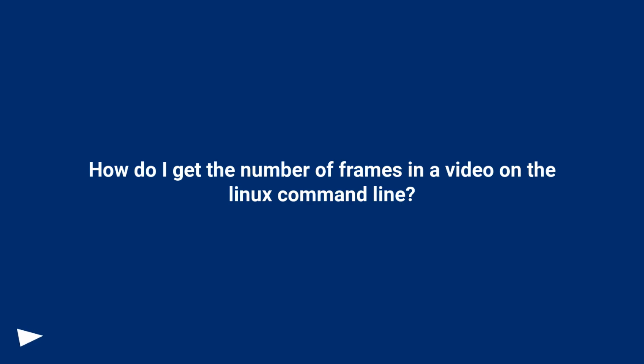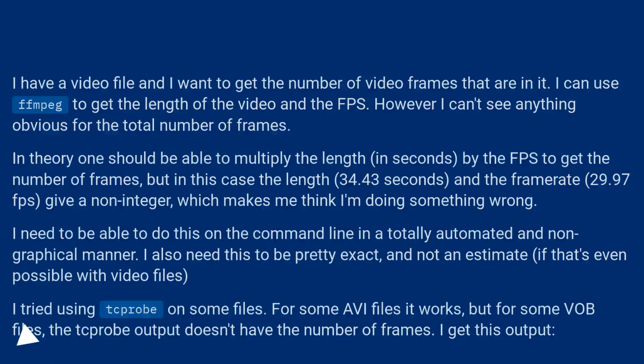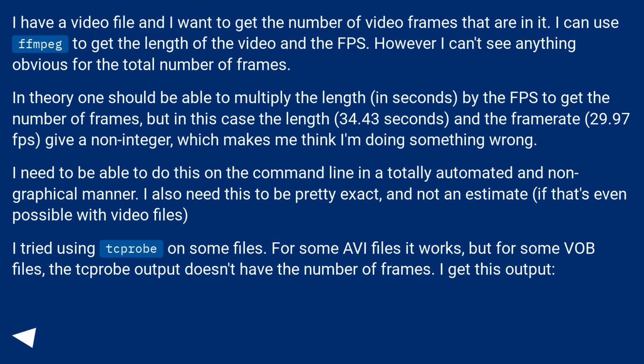How do I get the number of frames in a video on the Linux command line? I have a video file and I want to get the number of video frames that are in it. I can use ffmpeg to get the length of the video and the FPS. However, I can't see anything obvious for the total number of frames.